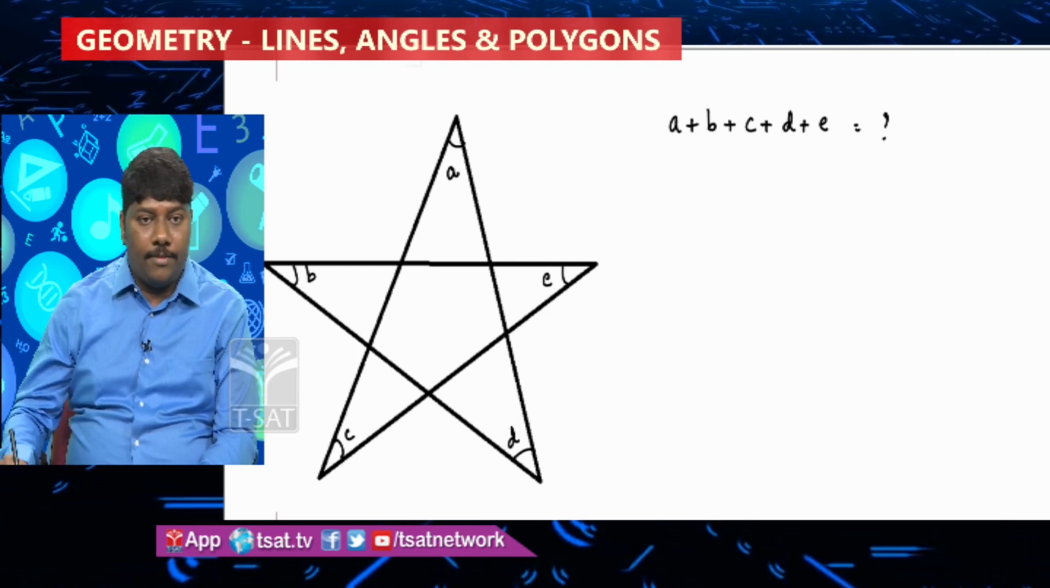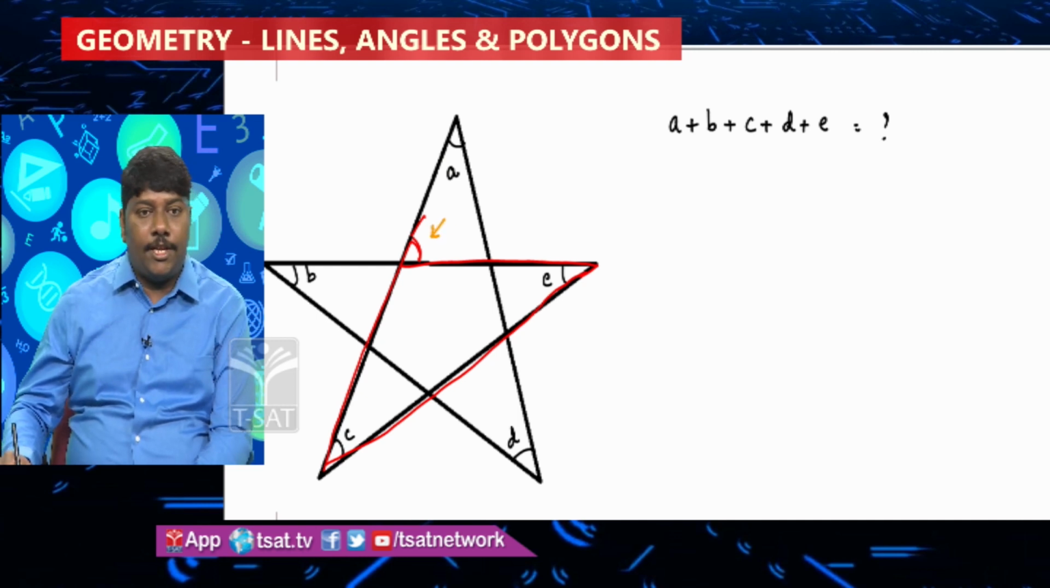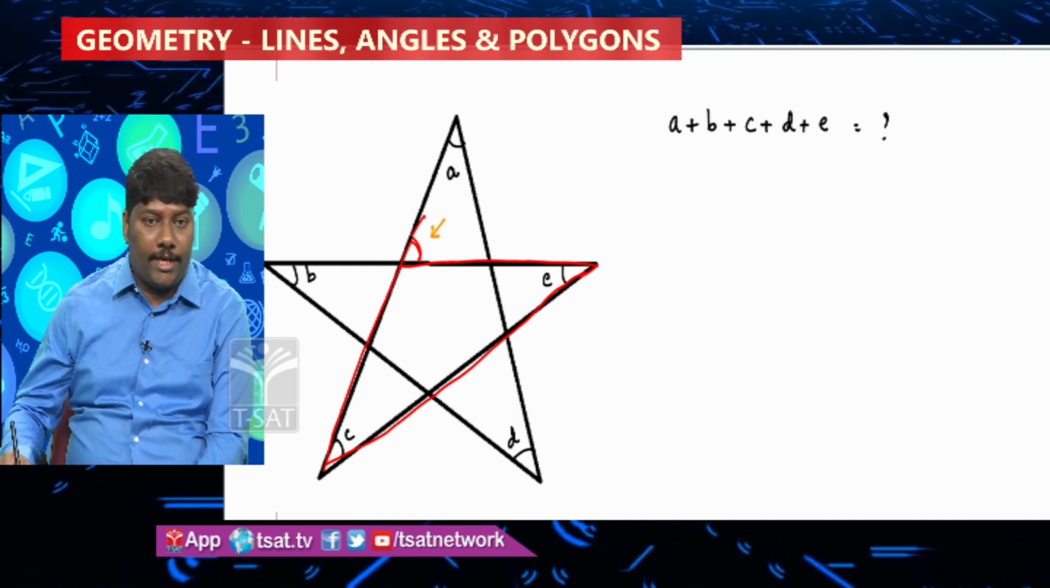Now if you closely observe this, look at this particular angle. See the region in the red color. This red color region is a triangle, and this particular angle is the exterior angle of this particular triangle. We know that the exterior angle is what? Sum of two interior angles. Now what are the two interior angles here? C plus E. Therefore this angle becomes C plus E.